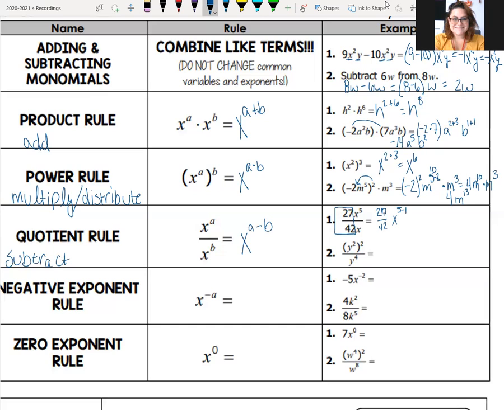27 over 42. Each of these reduced by 7. They each divide by 7. 27, I'm sorry, I can't speak. Each of these divided by 3. 27 divided by 3 gives us 9. And 42 divided by 3 gives us 14. So our new fraction would be 9 over 14. And 5 minus 1 is going to give us x to the 4th. Not a 9, a 4.